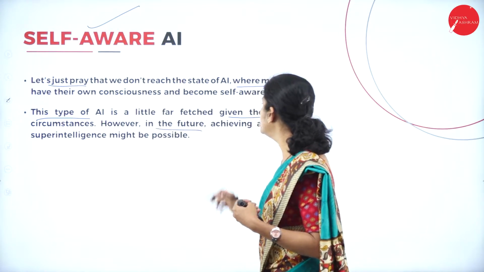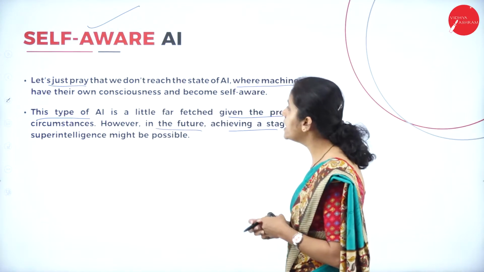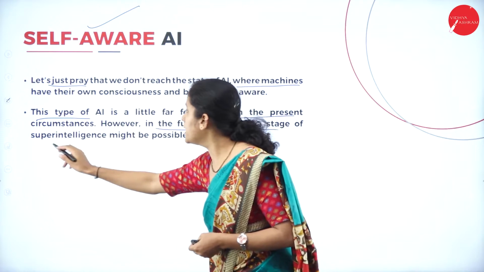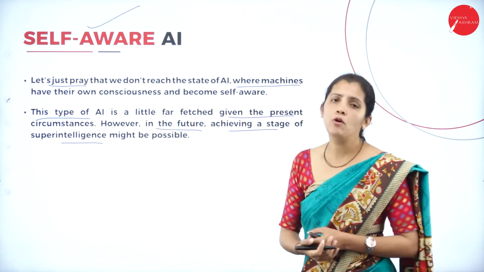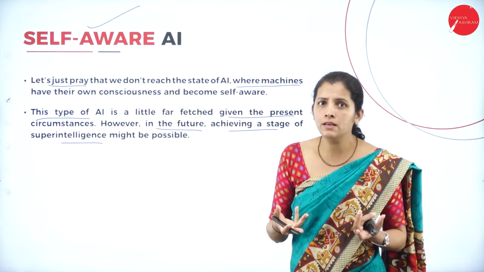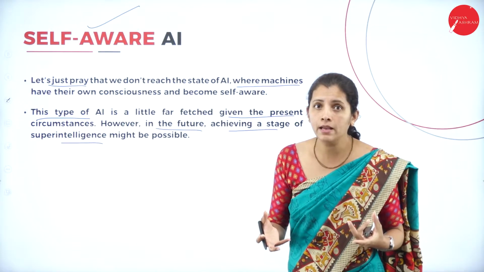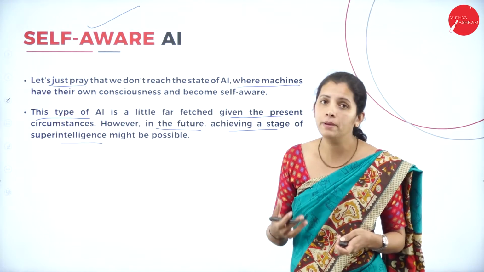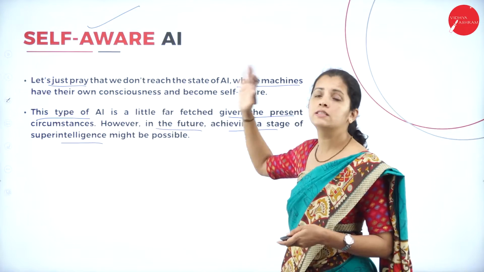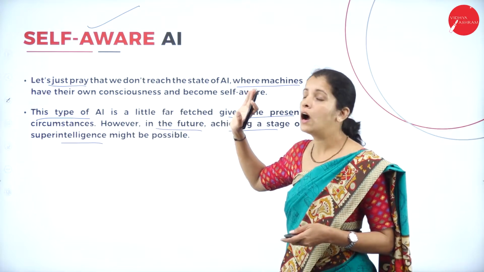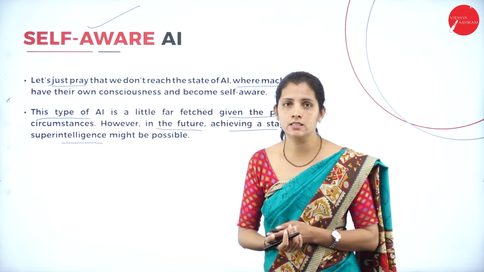However, in the future, achieving a stage of super intelligence might be possible. It might be possible, but till now it's not happening. But in future, it might be possible. So these are the four types of artificial intelligence.